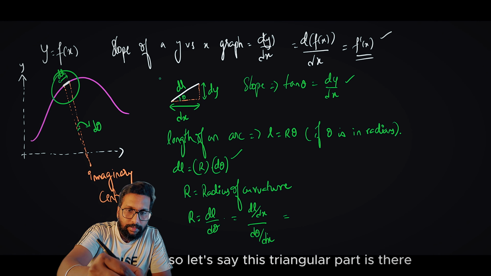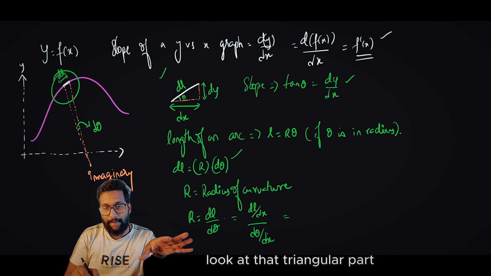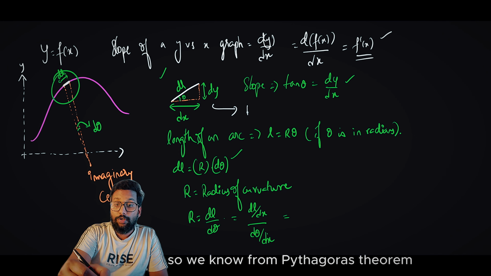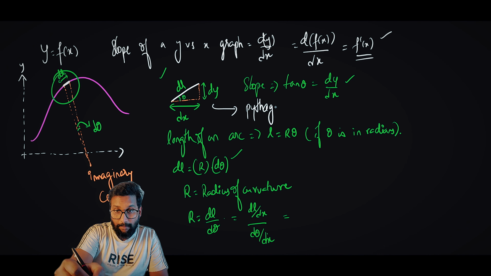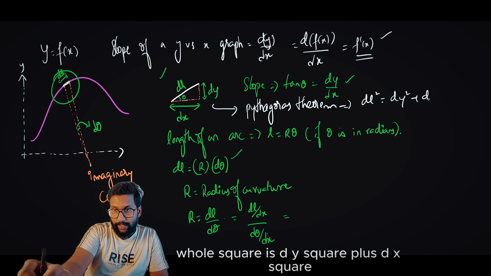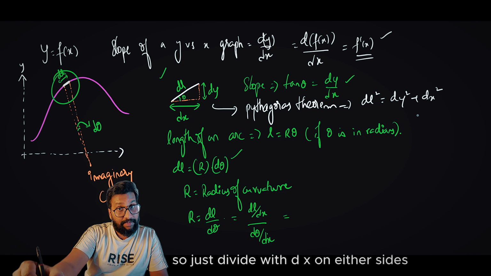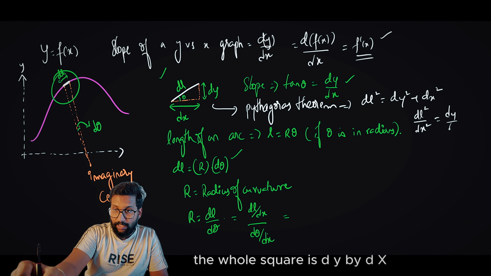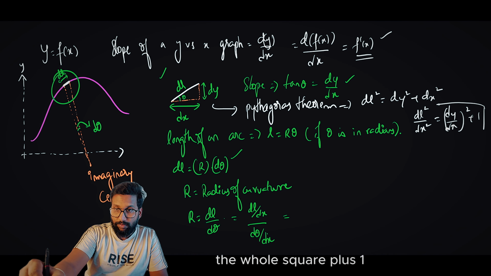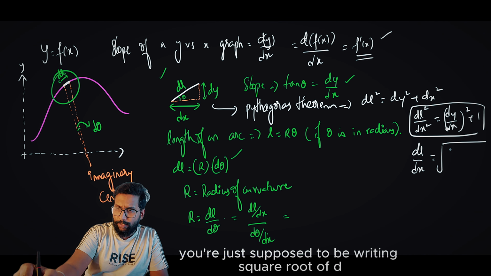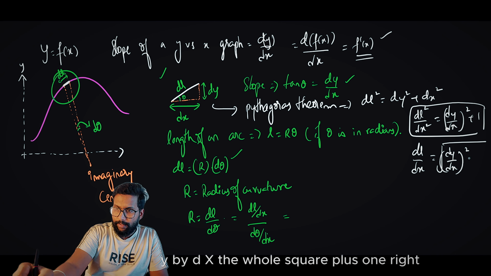So let's say this triangular part is there. Look at that triangular part where dl is looking like the hypotenuse, dy is looking like the opposite, and dx is looking like the adjacent. So we know from Pythagoras theorem that the hypotenuse length whole square is dy square plus dx square. So just divide with dx on either side. So it's going to look like dl by dx the whole square is dy by dx the whole square plus 1. So if you're interested in finding what is dl by dx, you're just supposed to be writing square root of dy by dx the whole square plus 1.